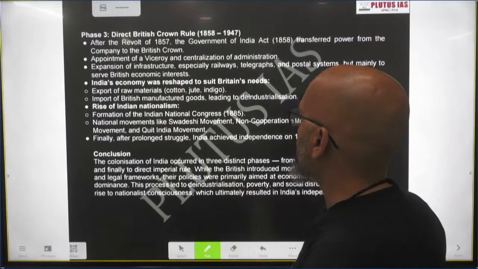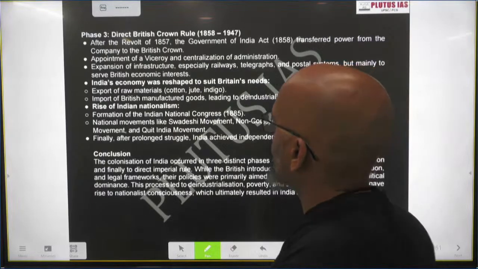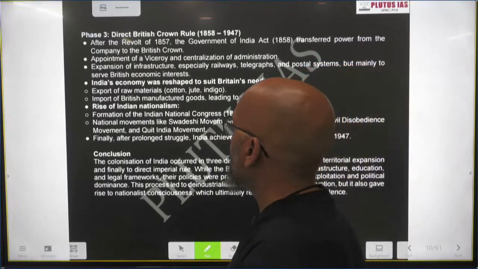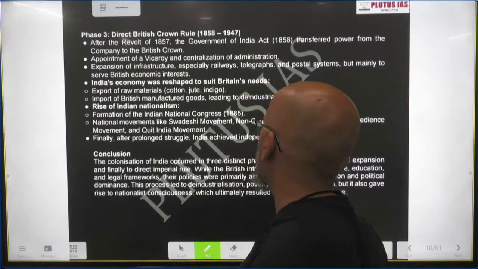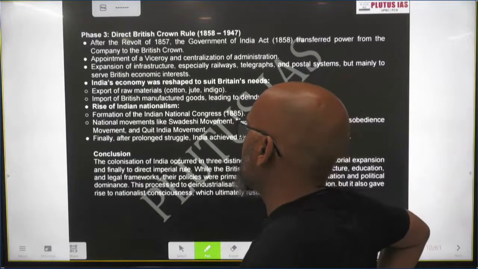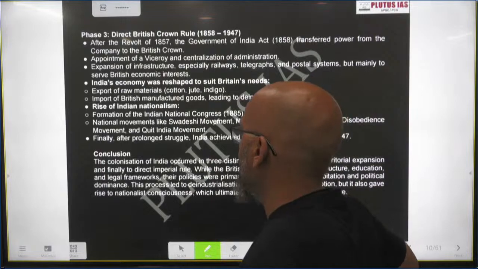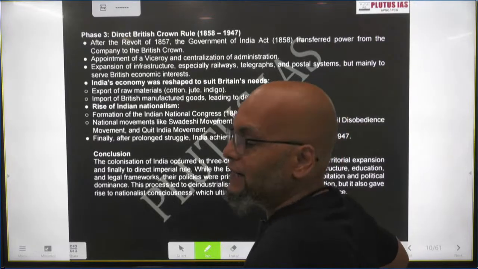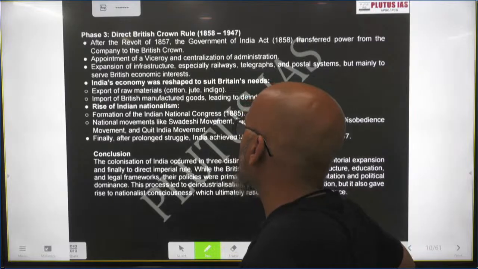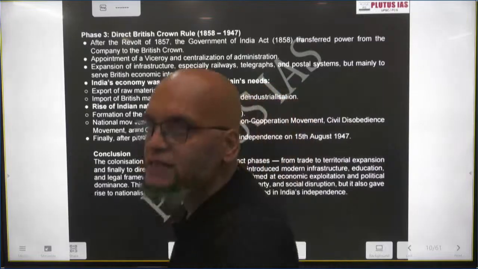India's economy was reshaped to suit Britain's needs: export of raw material like cotton, jute, indigo, and import of British manufactured goods, leading to deindustrialization, as I already discussed. Then the rise of Indian nationalism, formation of the Indian National Congress in 1885, and national movements like the Swadeshi movement, non-cooperation movement, civil disobedience movement, and Quit India movement. Finally, after a prolonged struggle, India achieved independence on 15th August 1947.